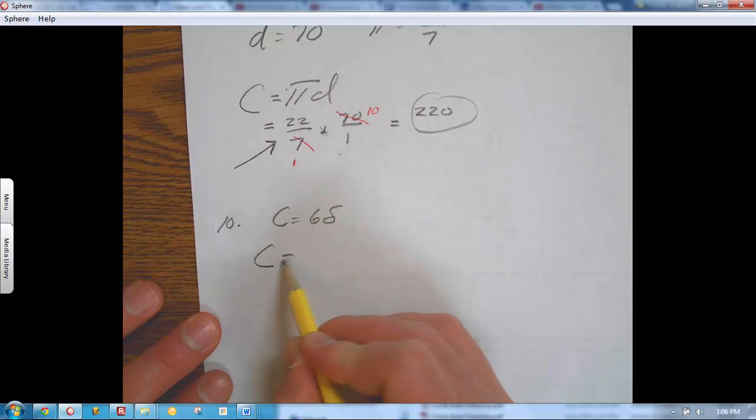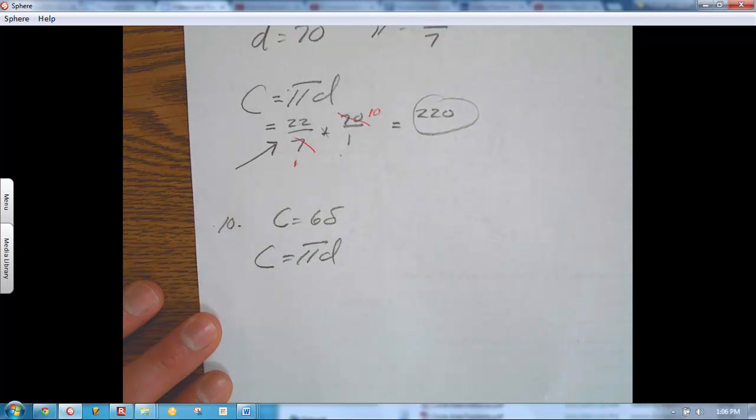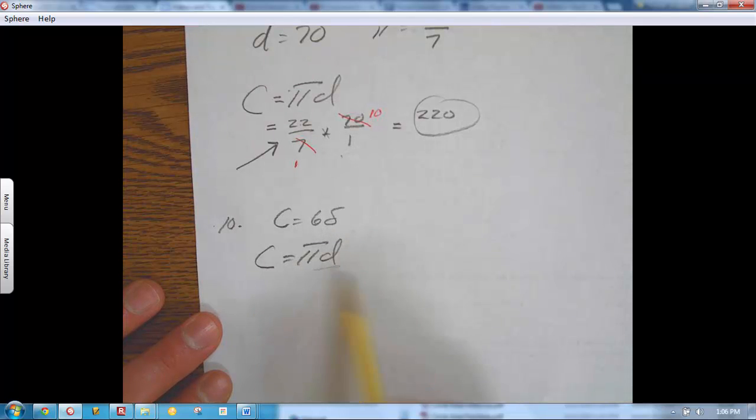So C equals pi d. That's our formula. And instead of giving a diameter here, we're actually given the circumference. So we substitute the 68 in for C.